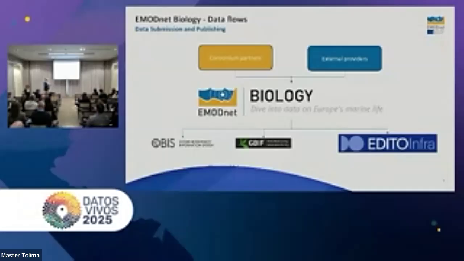And Flanders Marine Institute lists coordinates also the European node of OBIS, so it's directly connected to OBIS as well and GBIF. And as with all the eMoF themes, biology and seabed habitats also provide data and products to the EDITO, the European Digital Twin of the Ocean.